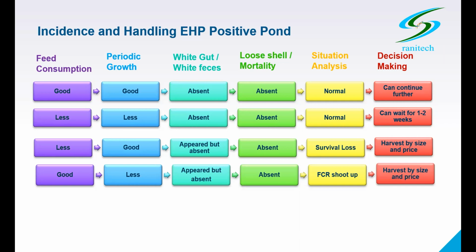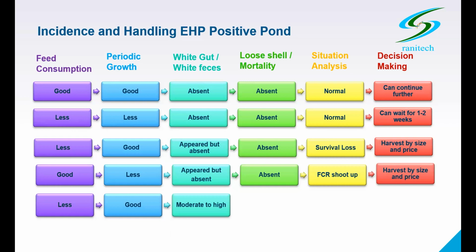So you have to again work out. Even though my FCR shoots from 1.3 to 1.6, is it worth it for me? Does it work for me? Is the market situation really helpful for that? So based on that, again, you have to decide whether to harvest immediately or wait for a better size.